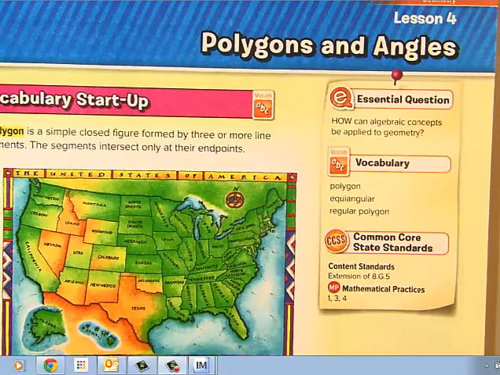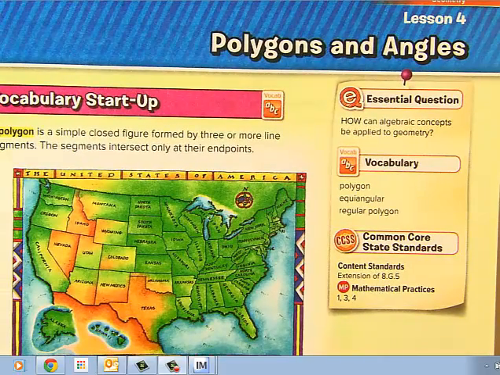All right. Hi guys, we're back ready to do lesson 4 of chapter 5. So we're on section 5.4, talking about polygons and angles.